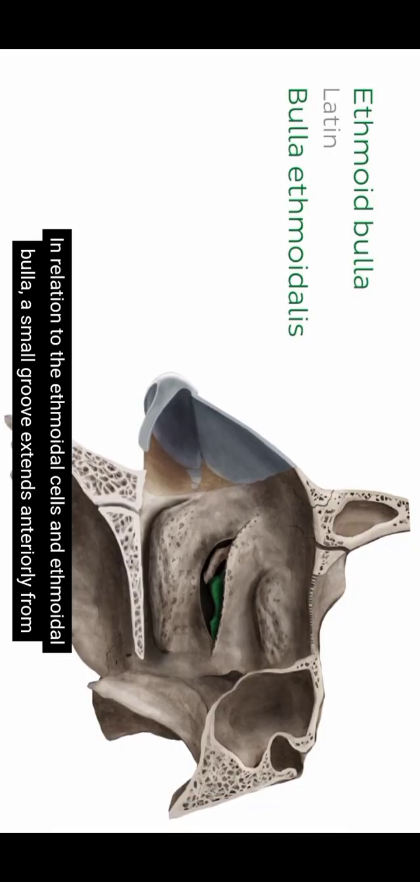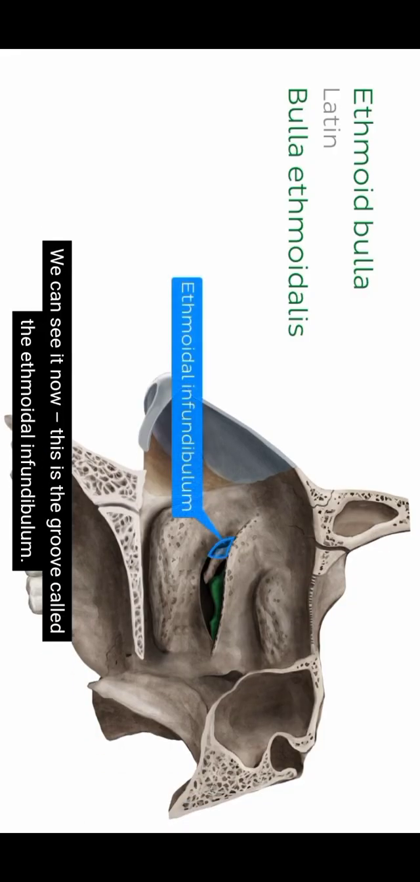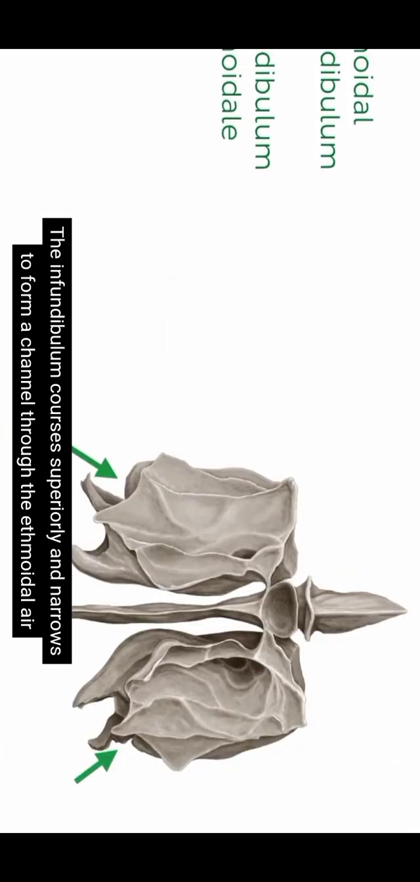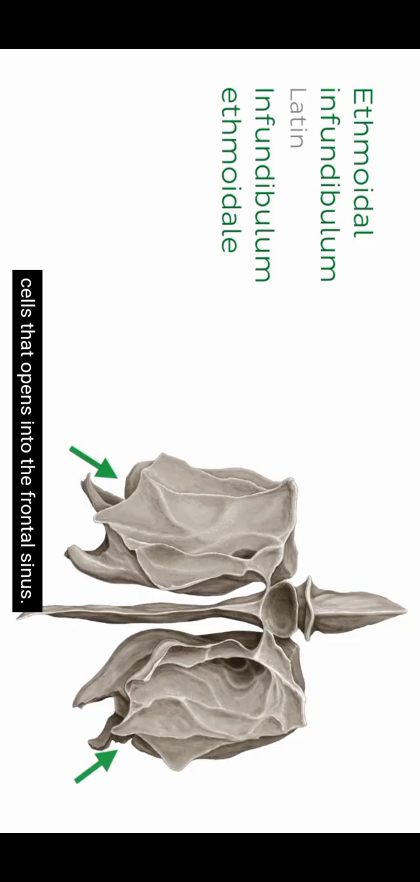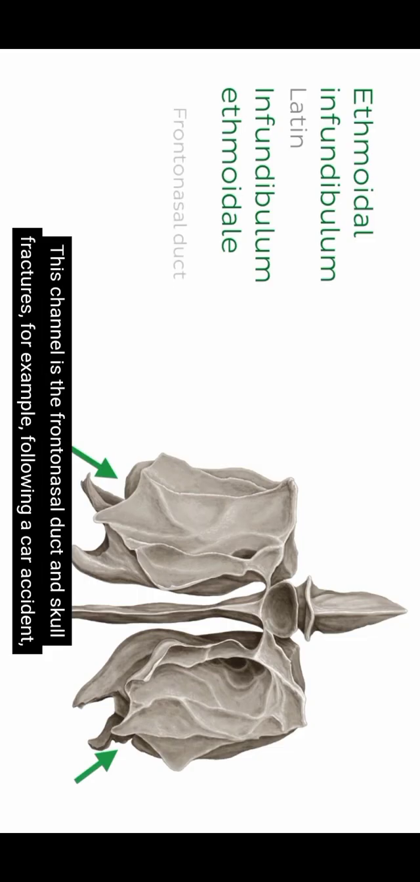In relation to the ethmoidal cells and ethmoidal bulla, a small groove extends anteriorly from under the bulla. We can see it now. This is the groove called the ethmoidal infundibulum. The infundibulum courses superiorly and narrows to form a channel through the ethmoidal air cells that opens into the frontal sinus. This channel is the frontonasal duct.